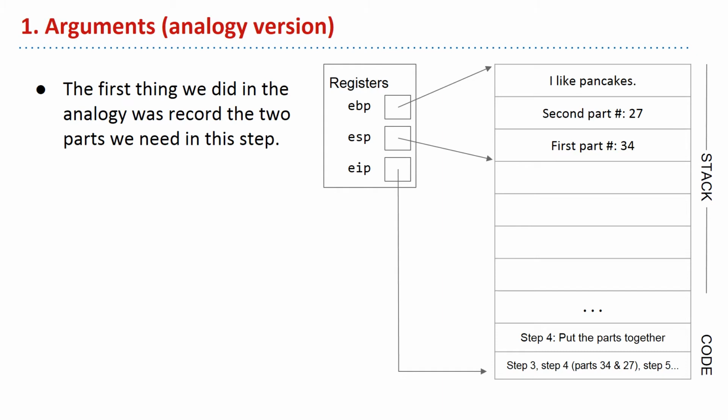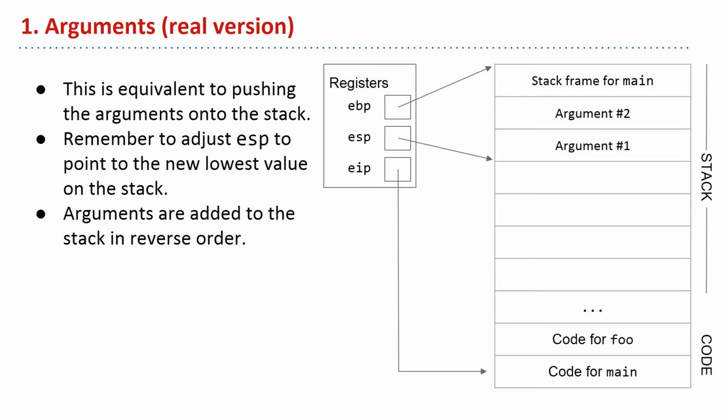So the first thing we did in the analogy was we looked at the instructions. It said you need to use parts 34 and parts 27. So we made a note of that by remembering it. So that's what we have done here. We've just, on the stack in our memory, remembered that the second part is 27 and the first part is 34. So what does this actually mean for the stack?